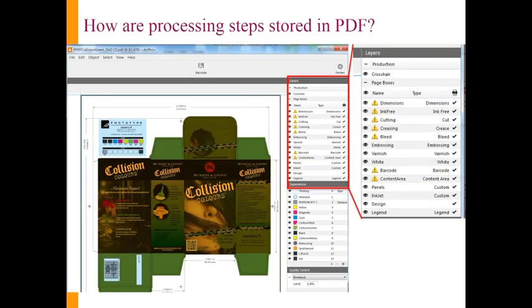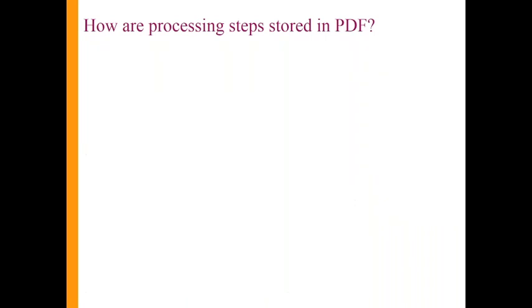How are processing steps stored in a PDF? Instead of just showing slides, I will switch to demo mode in a way. I don't want to overwhelm you with PDF technical stuff, but I will stick to the principles, the concepts that were used to build the ISO 19593-1 standard.